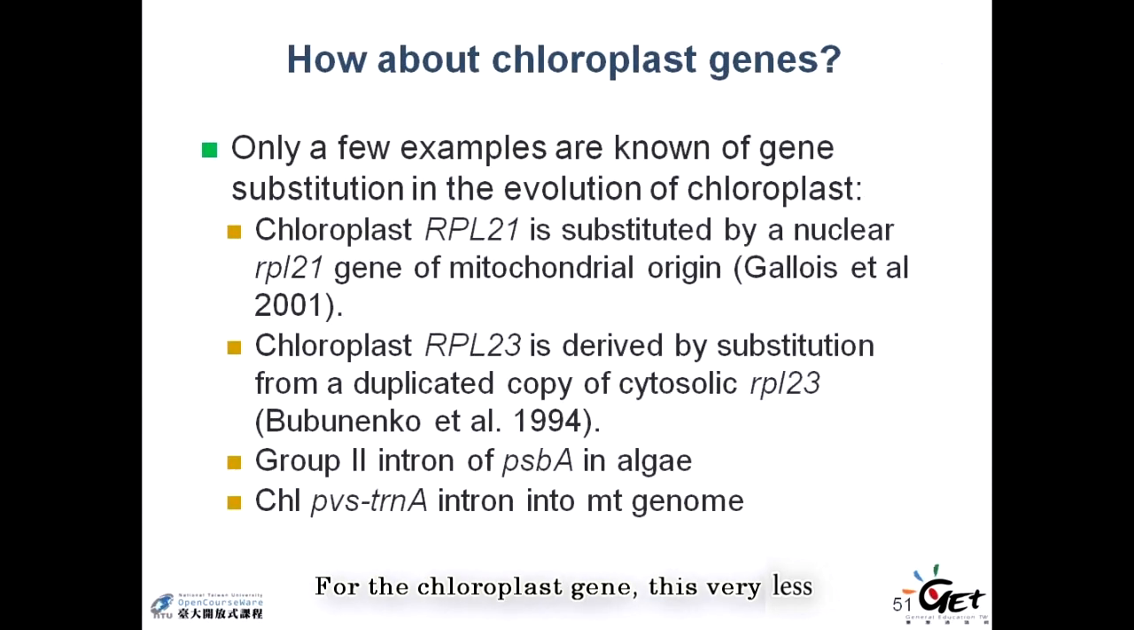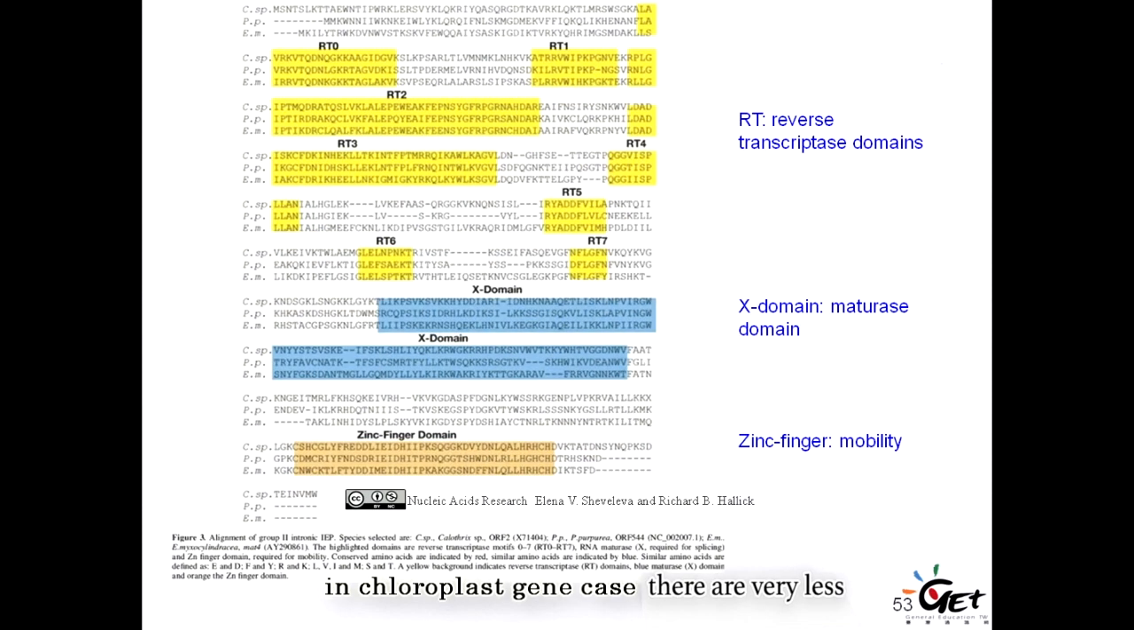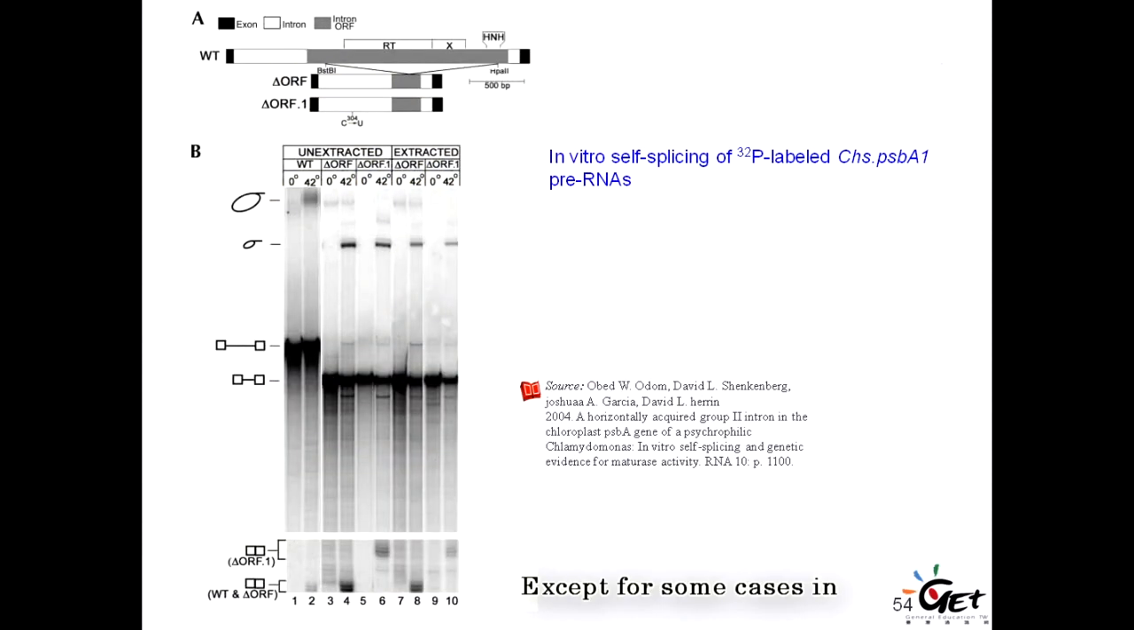For chloroplast genes, very few examples are known, and since the thinking is very similar, comparing the gene tree and species tree, I'm going to skip this part quite fast. Just to let you know, in the chloroplast gene case there are very few examples of horizontal gene transfer, except for some cases in ferns or in some algae. So I want to skip that and focus on something else.